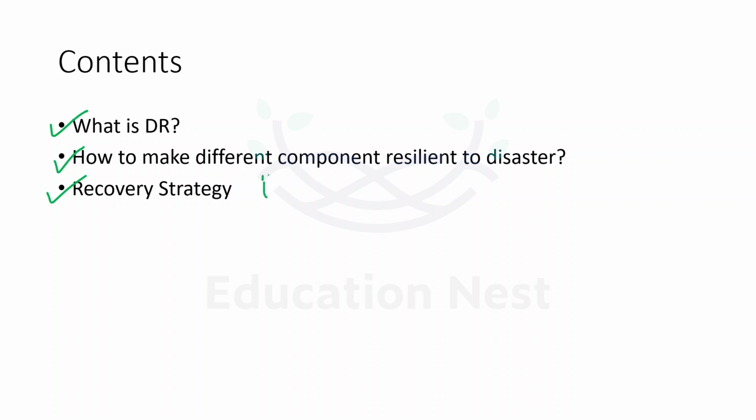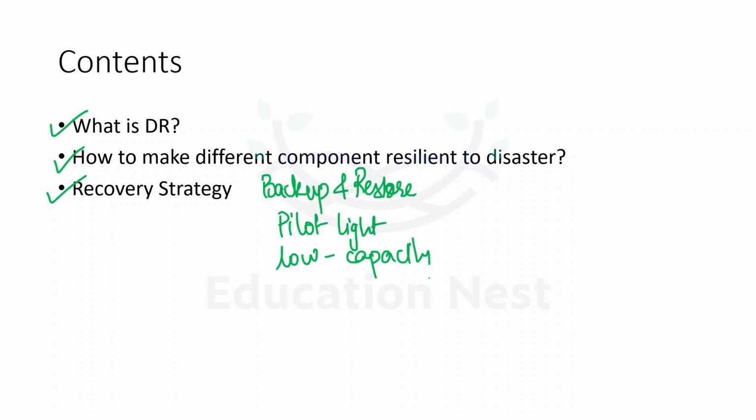The first strategy is called backup and restore. The other strategy is called pilot light. The next strategy is called low capacity active mode. And the last type of recovery strategy is called active. So these are all four recovery strategies that we are going to understand and learn in this module.